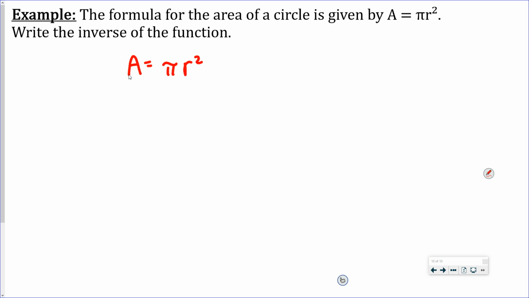All right, right now this is solved for area, right? If I were to find the inverse, I would flip the variables. Isn't that a circle? It is the area of a circle, yes. Good job, Willis. Flip the variables and solve for a. So divide by pi, solve for the new variable.